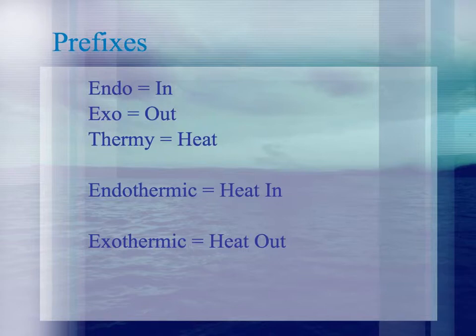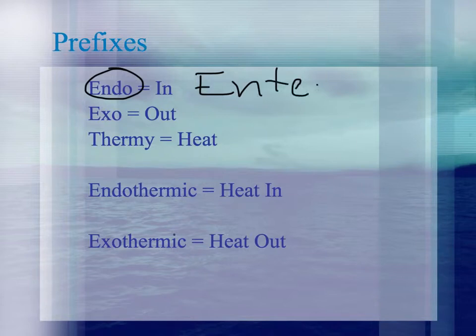Okay, and thermite. Over here, endo, an easy way to remember that is to think of the word enter. But really all you have to write is the word in. And then exo, what's the opposite of enter? Exit. So you could just think of the word exit. Now an endothermic change is when heat goes into something, and an exothermic change is when heat goes out.